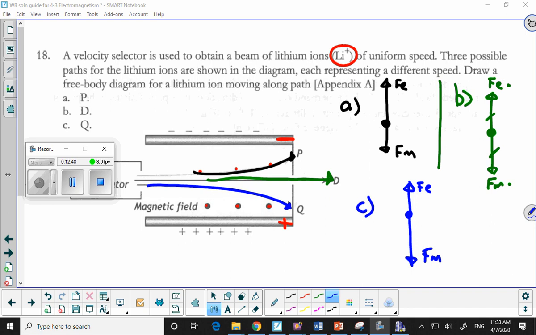So in question number C, the particle Q is being forced downwards. That means the magnetic force is greater than the electric force, so our free body diagram shows a larger arrow for Fm. So something like that is what your diagram should look like for question number 18. You can hit pause and copy those down.